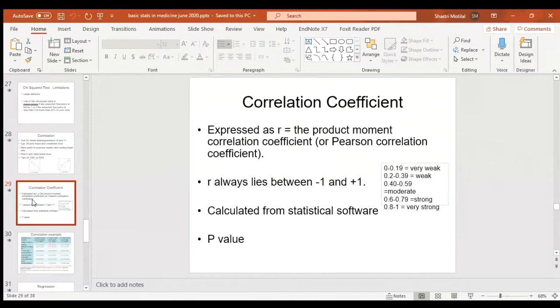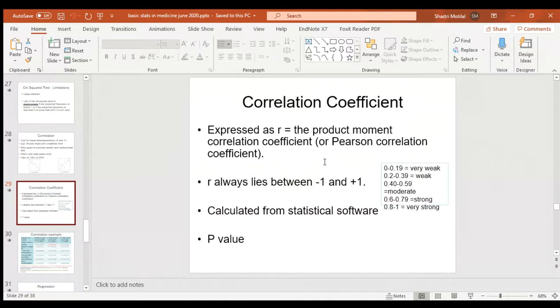This is how it's reported. It's reported as something called R, which is the correlation coefficient. And R lies between -1 and +1. If your correlation coefficient is +1, it means there's a perfect positive correlation. If the correlation coefficient is -1, then we say it's a perfect negative correlation. As one goes up, the other one goes down. And if the correlation coefficient is 0, it means there is no correlation at all.